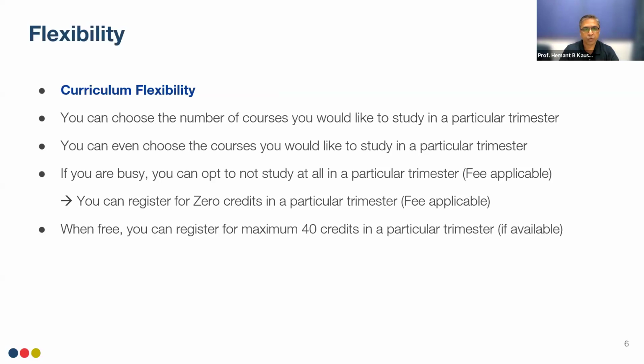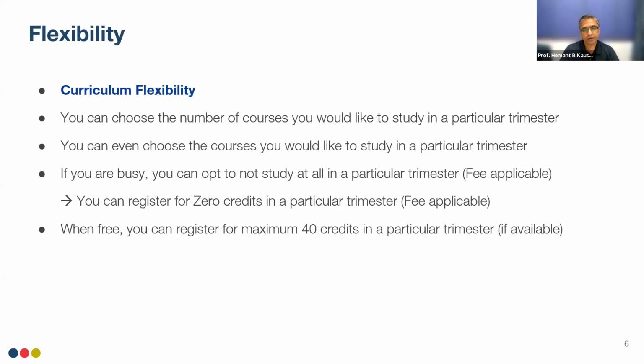Or if you're really busy, you can actually opt not to study any course in a particular trimester. But for that, you need to pay a small fee that we call the, I don't remember what we call that, Neeraj. This is program continuation fee. Yeah, program continuation fee that you need to pay. So that means you can also register for 0 credits in a particular trimester.